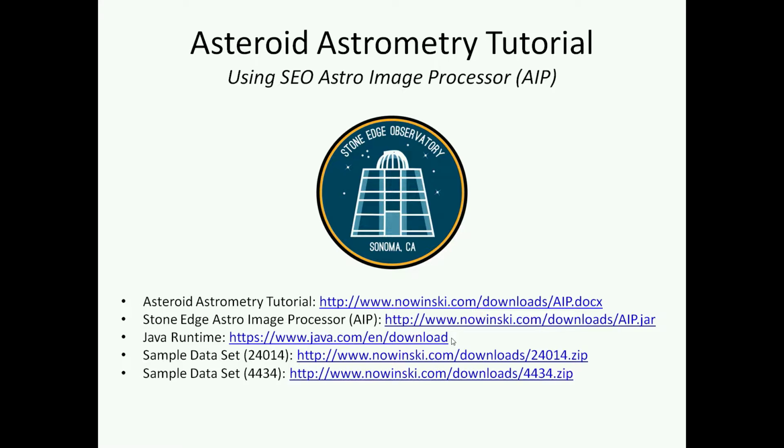If you don't have a set of asteroid observations to use, you can download a sample set from one of the URLs below. I've included links to two asteroid observation sets, one for asteroid 24014 and one for asteroid 4434. Both of these observations were obtained using Stone Edge Observatory. If you use one of these sample sets, be sure to unzip the zip file contents on your local hard drive before proceeding. Okay, now that we have everything we need, let's get started.